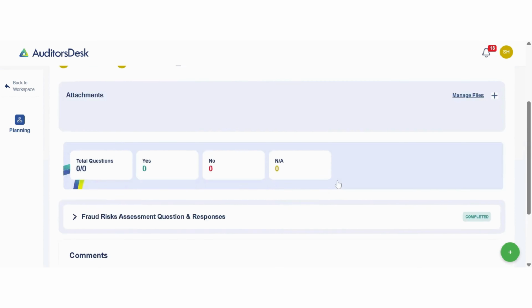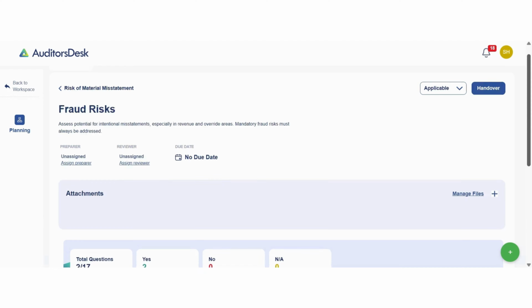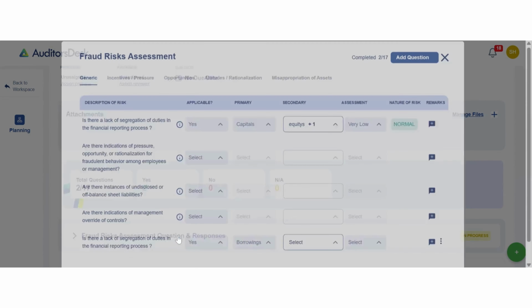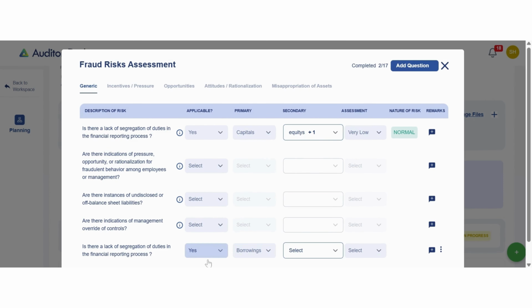2. Fraud risks. Fraud risk assessment focuses on the possibility of intentional misstatements, which are typically harder to detect than errors. These risks arise from management override of controls, collusion, or deliberate misrepresentation of records. It includes risks like misappropriation of assets, inflated revenue recognition, or undisclosed liabilities.